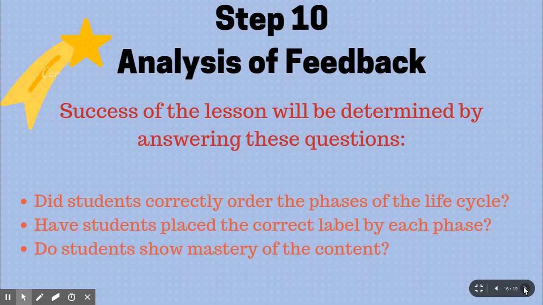Step 10, analysis of feedback. The teacher can reflect on the results of the assessment and alter her teachings in the future based upon whether or not the students could successfully complete the final assignment. In this case, do students correctly order the phases of the life cycle? Have students place the correct label by each phase? Do students show mastery of the content? And this will be done by simply looking at a printout of their BrainPOP activity, and that would be your final analysis.